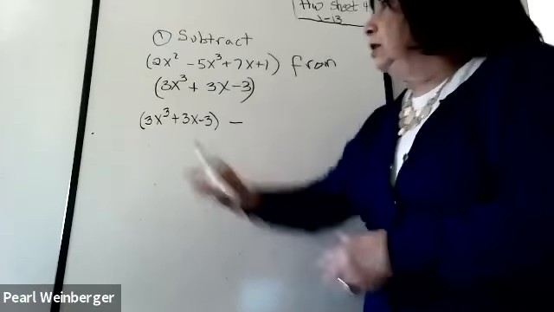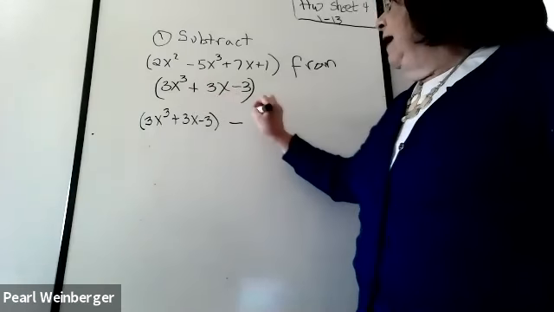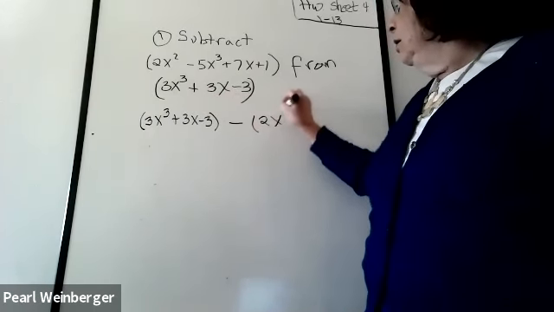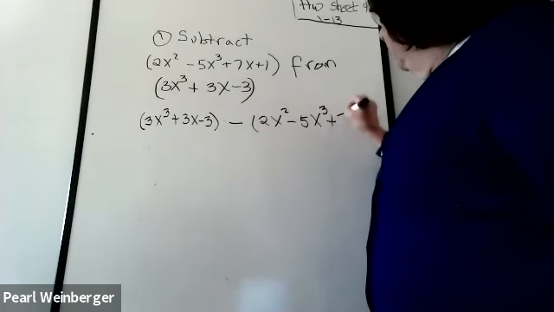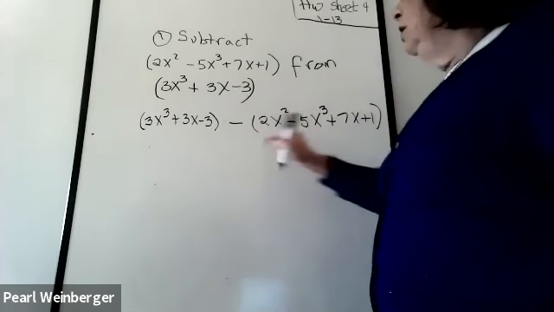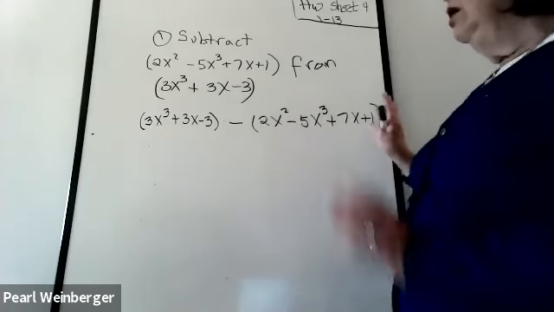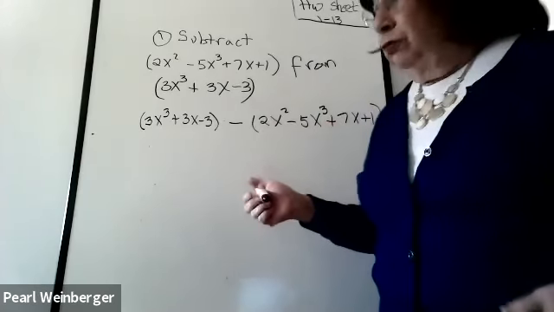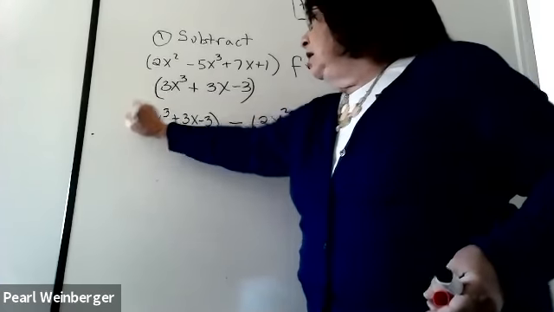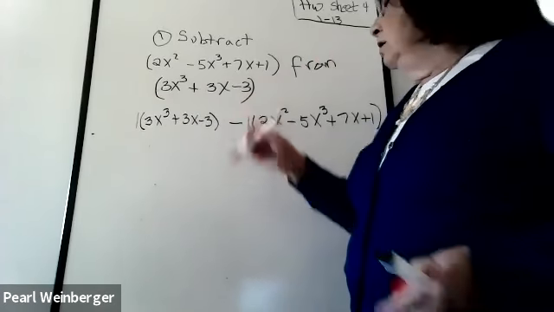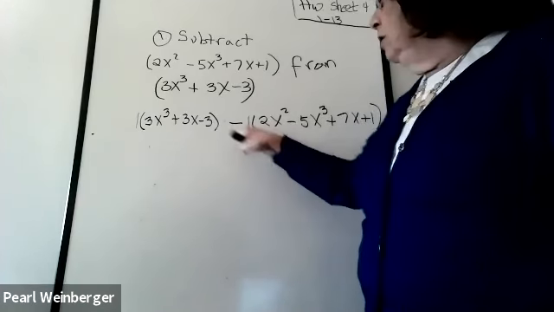So we have to put the 3x to the third plus 3x minus 3 first, and then minus the 2x squared minus 5x cubed plus 7x plus 1. If you notice, this is written in what we call descending order. This is not, things are not in the right order, but it's fine to do it this way. Don't forget, it's understood as if there is a 1 in front of each of these parentheses. When there's no number in front of a parentheses, it's understood as if there's a 1 there.